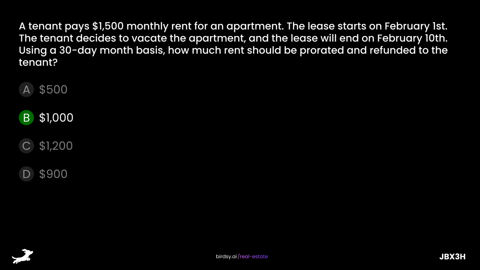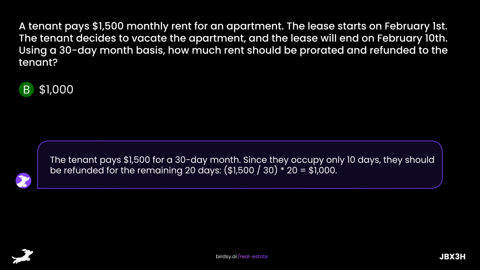The answer is B, $1,000. The tenant pays $1,500 for a 30-day month. Since they occupy only 10 days, they should be refunded for the remaining 20 days. $1,500 divided by 30 days equals $50 per day. Multiply $50 by 20 days, which equals $1,000.